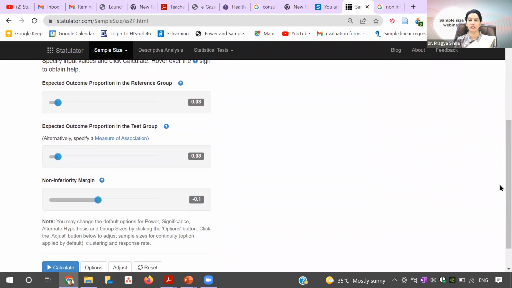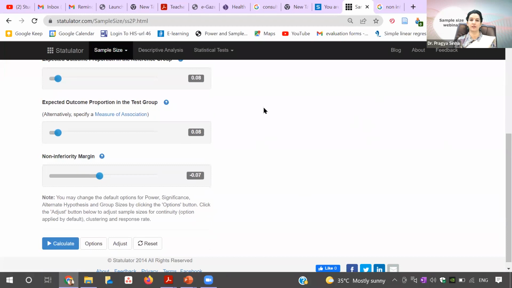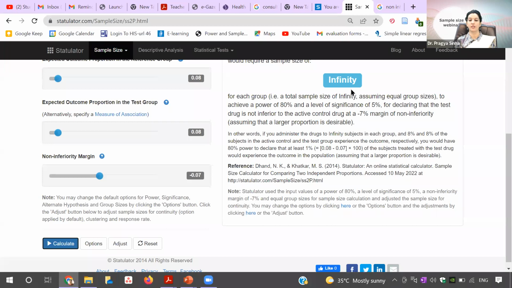And now what is the non-inferiority margin? So the non-inferiority margin in this case was 7%. So it will be 0.07. This is 0.07. But if you click this, you will see that the sample size will not come. It will come to infinity. So there is a problem with the Statulator.